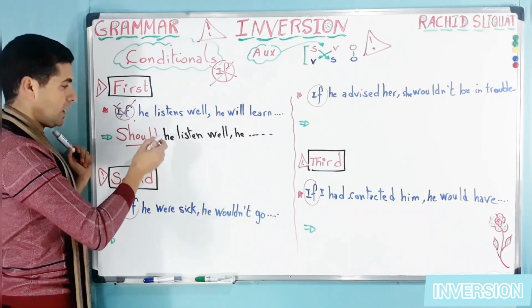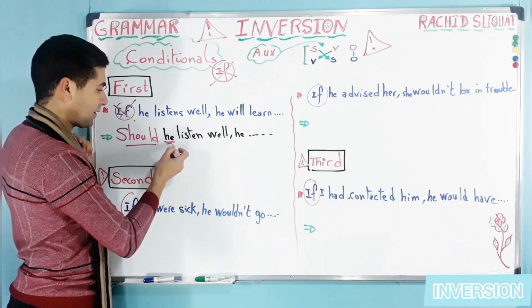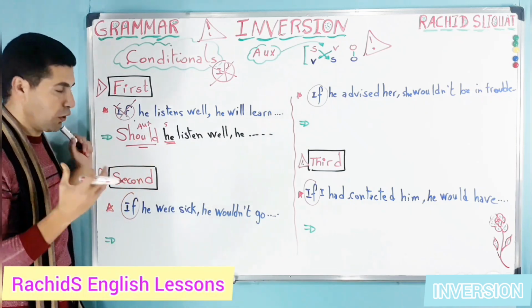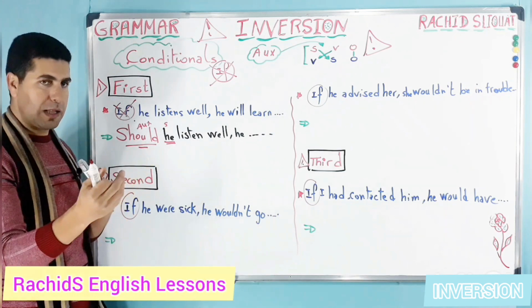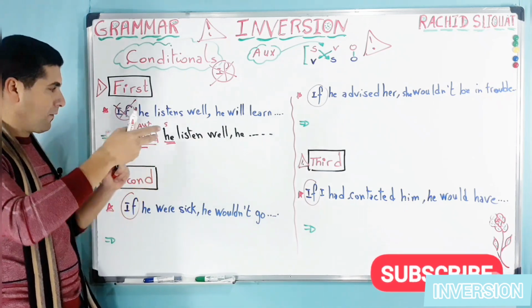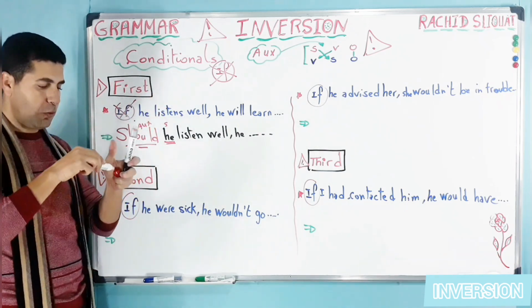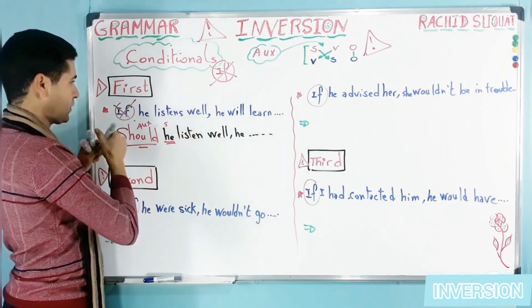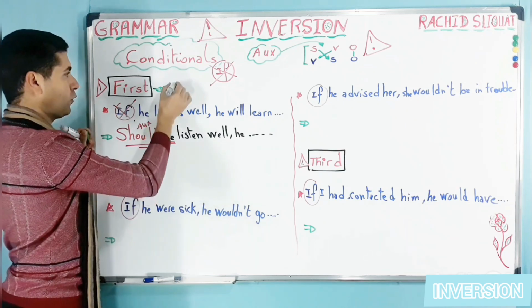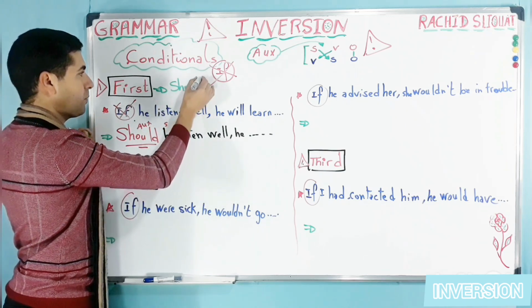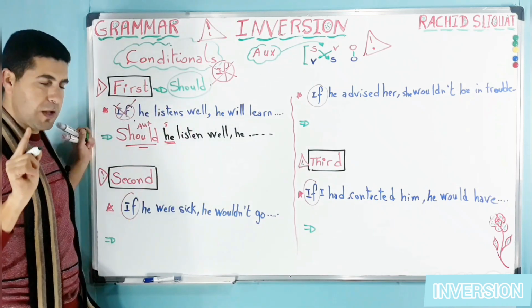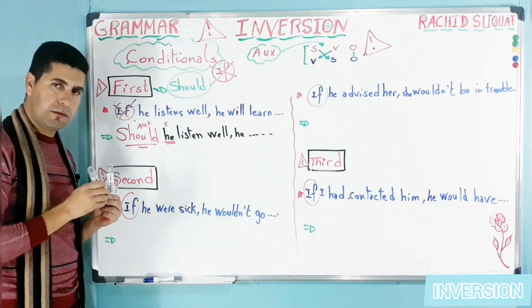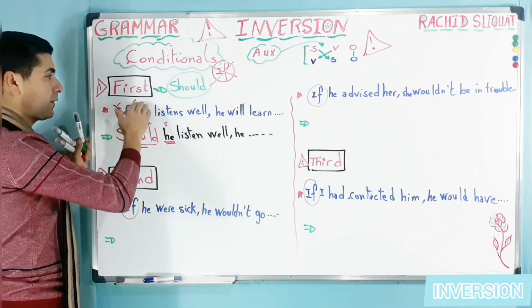So here, as you can see, we have inversion of the subject he and the auxiliary, which is a modal verb here. So we cannot say he should listen well. Should he listen well? So here we have inversion. So in first conditional, we always replace if with should. So remember, for first conditional, we replace if with the modal verb should. Okay? So this is very essential. Like here, should he listen well? He will learn a lot. This is very important to know for first conditional.